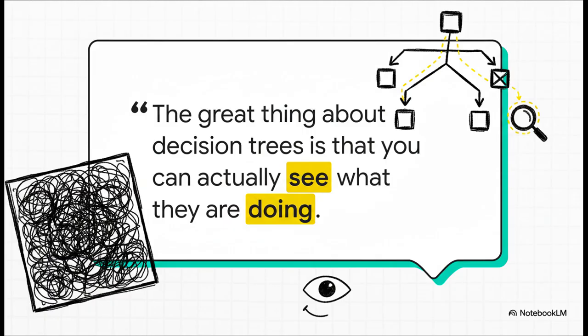The great thing about decision trees is that you can actually see what they are doing. You can trace the path. You can explain the logic. In a world of incredibly complex AI, that is a huge, huge deal.